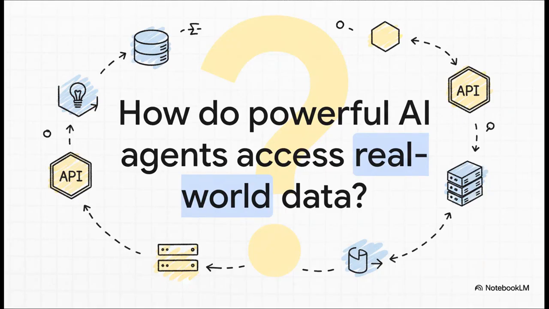So we've got these incredibly powerful AI agents, right? But here's the fundamental problem they all face. How in the world do we get them to access all the messy, real-world data they actually need to be useful? Bridging that gap between their digital brains and the data chaos out there.